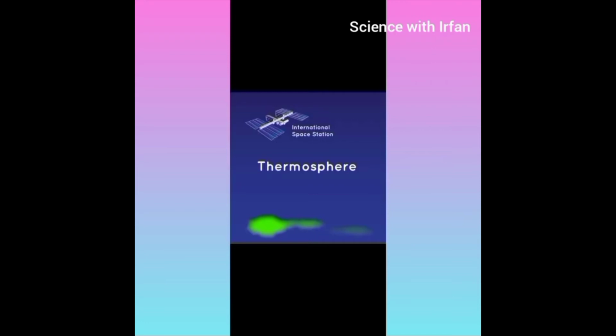Now we have reached the thermosphere. The thermosphere is the hottest layer in the atmosphere. It filters out gamma rays and X-rays from the sun. The thermosphere starts at 90 kilometers and ends at 500 kilometers from the ground.